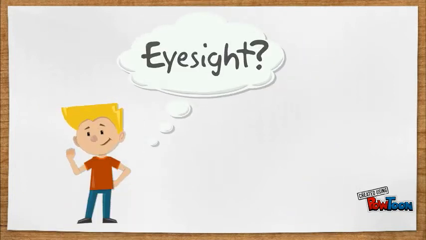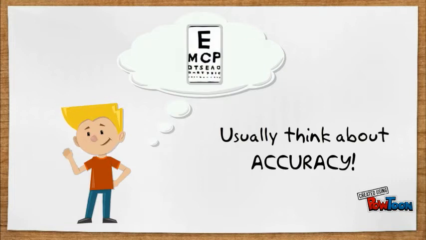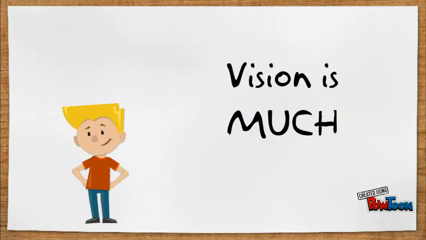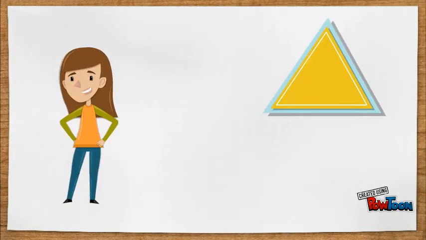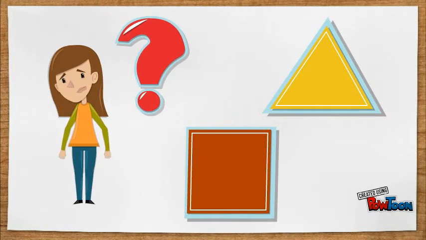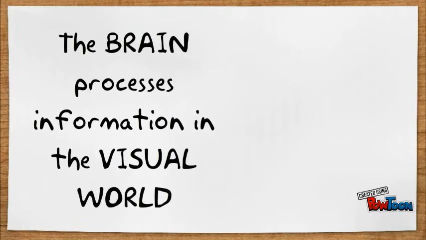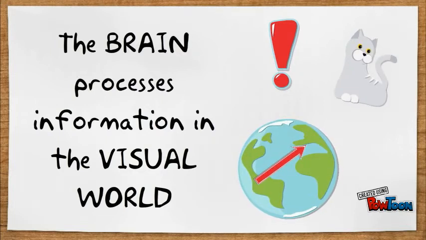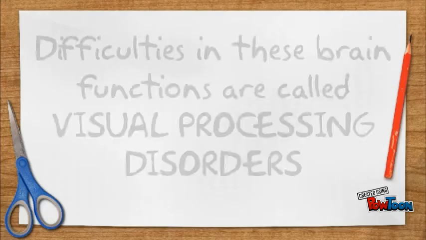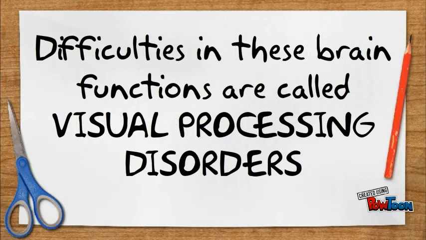When most people think of eyesight, they usually think about accuracy, but vision is much more than that. When a child can't tell the difference between a triangle and a square, her eyes aren't the problem. The brain processes information in the visual world, including things like symbols, pictures, and distances. Difficulties in these brain functions are called visual processing disorders.